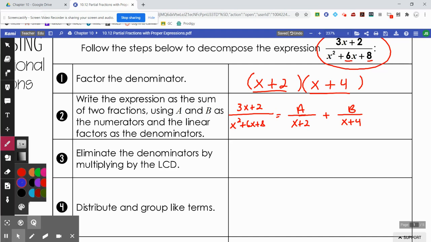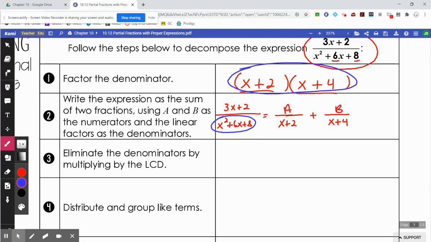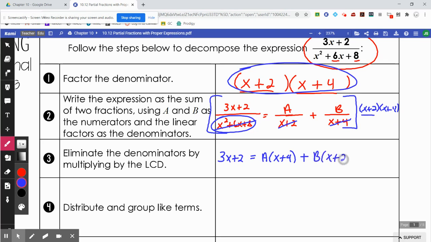Next step, we're going to use our common denominator, which is x plus 2 times x plus 4. We're going to multiply everything by that common denominator, x plus 2 times x plus 4. Here, everything cancels and leaves you with 3x plus 2. Here, the x plus 2's will cancel and we'll leave you with A times x plus 4. Plus, here your x plus 4's will cancel and we'll leave you with B times x plus 2.